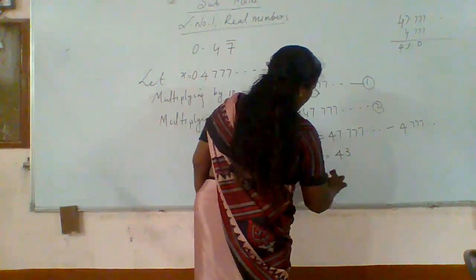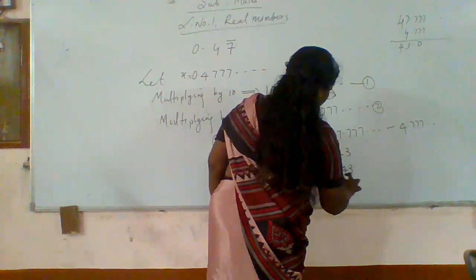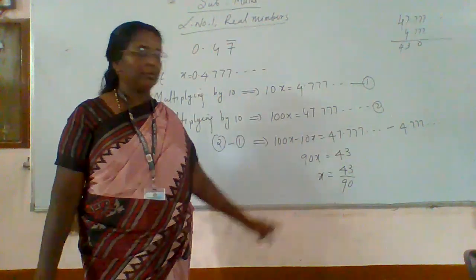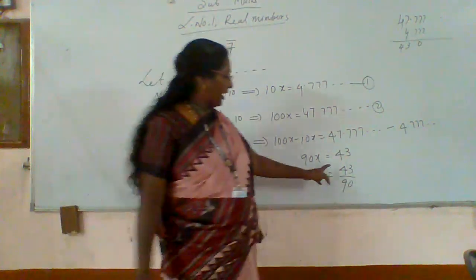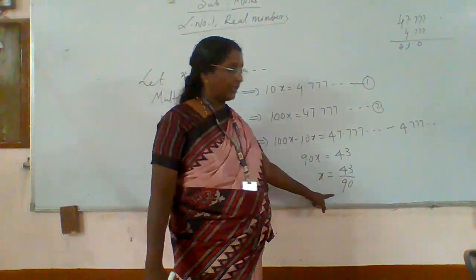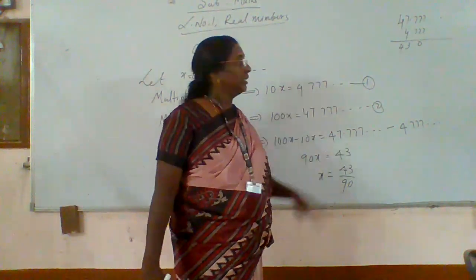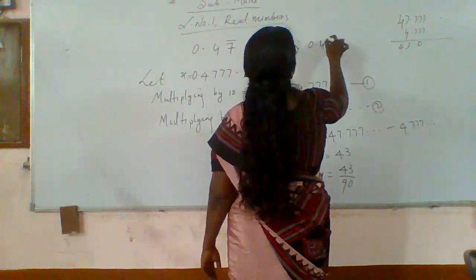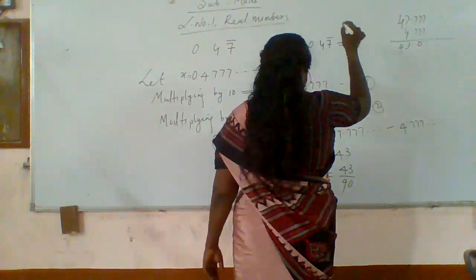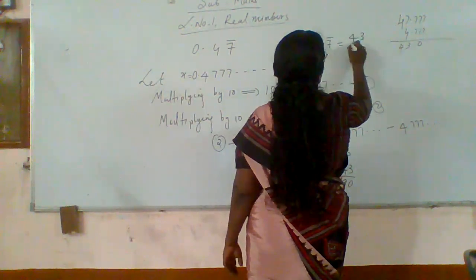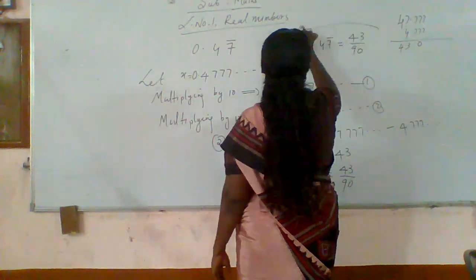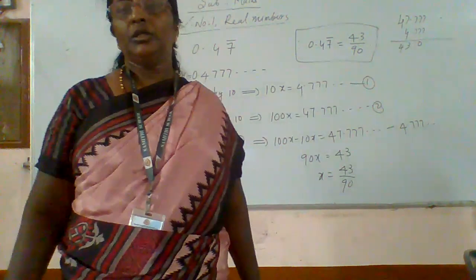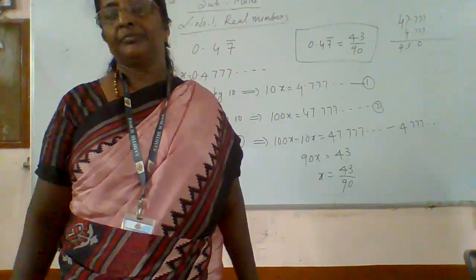Therefore, x is equal to 43 by 90. Here, you got it in the form p by q, no? P by q form, where p and q are integers and q not equal to 0. Therefore, we will write the answer. Therefore, 0.47 bar is equal to 43 by 90. This is a 2 mark question. Clear? Okay.